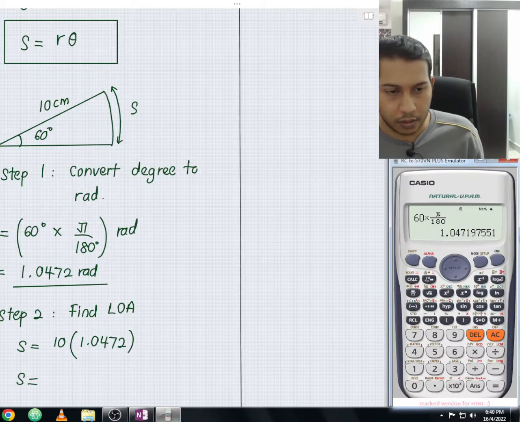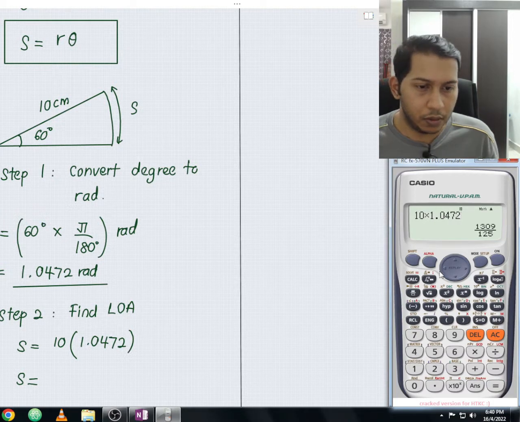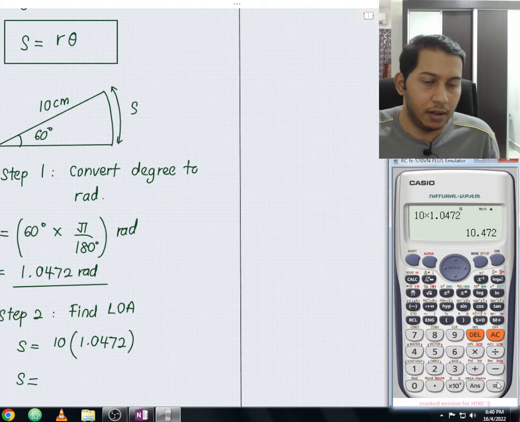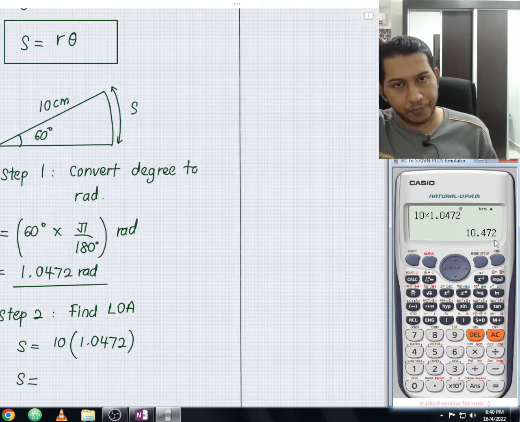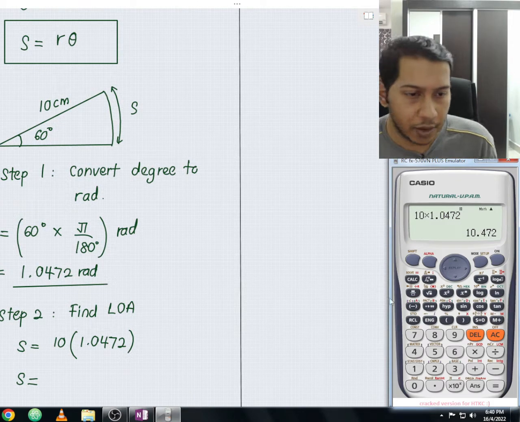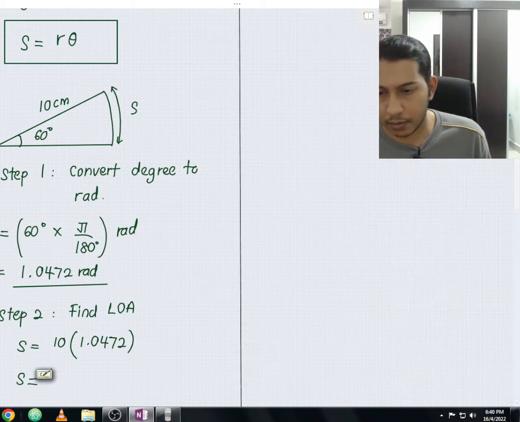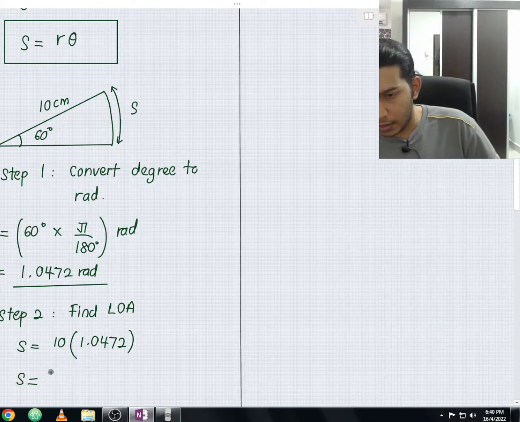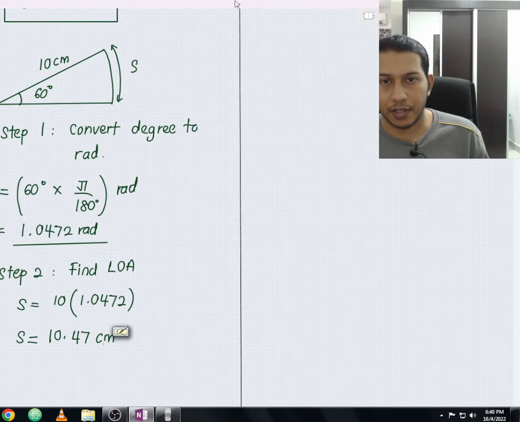So you calculate this: 10 times 1.0472. Give the answer in decimal, so you get 10.472. For centimeter you can give up to 4 significant figures, guys. So in this case your answer can be 10.47. Let me minimize this. So your answer will be 10.47 centimeter. This is your answer for the first example.